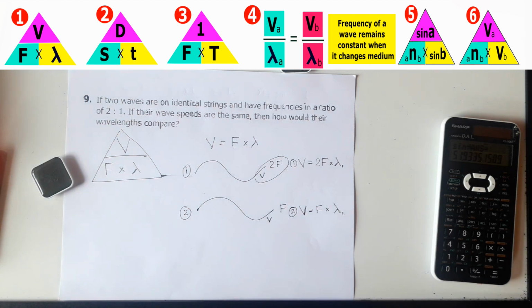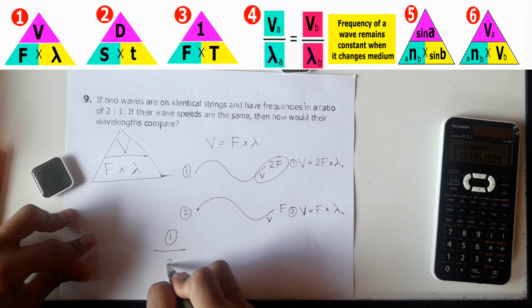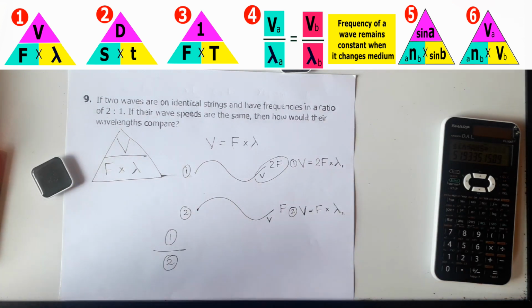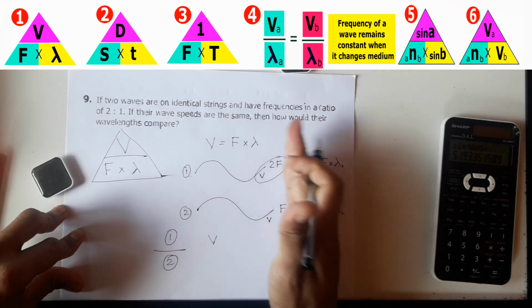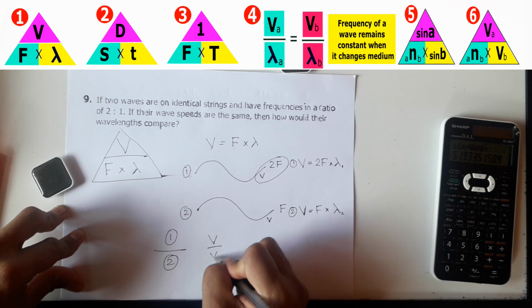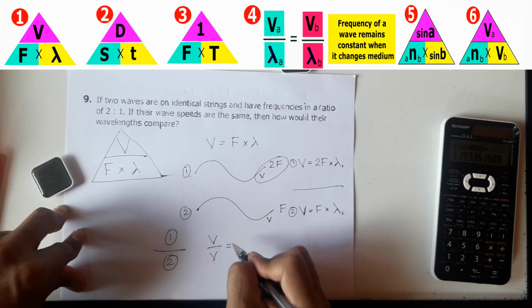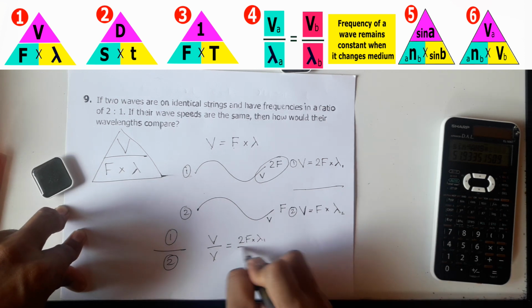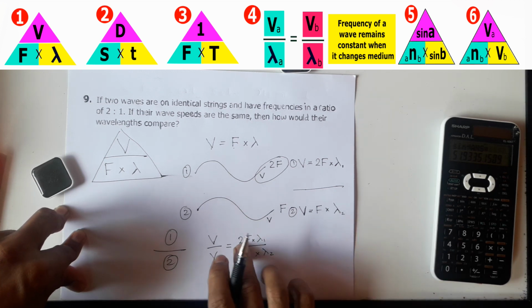Here's what I suggest. Let's divide equation 1 by equation 2. Remember in maths, whatever you do to one side, you can do to the other side. So let's take this side of the equation and divide them. So we get V divided by V is equal to 2F multiplied by lambda 1, wavelength 1, divided by F multiplied by wavelength 2.